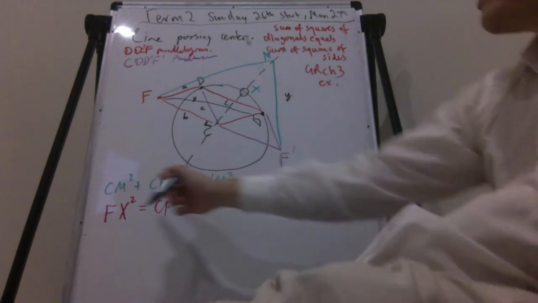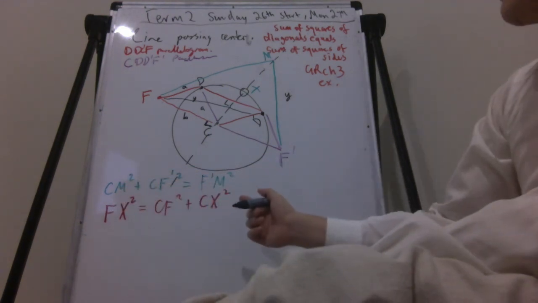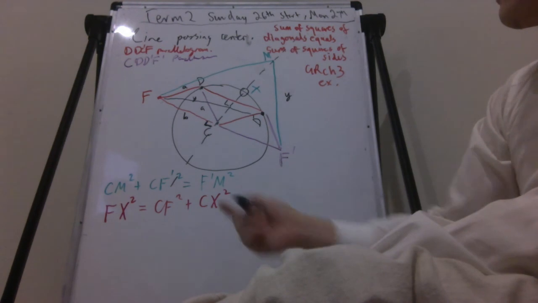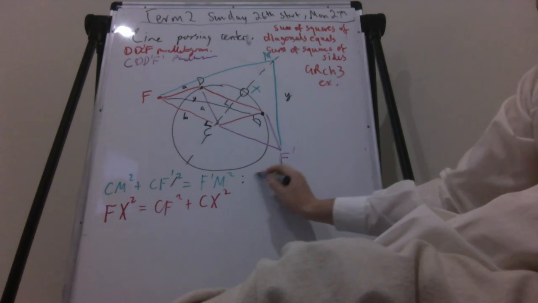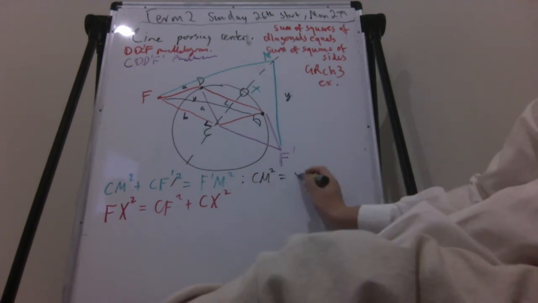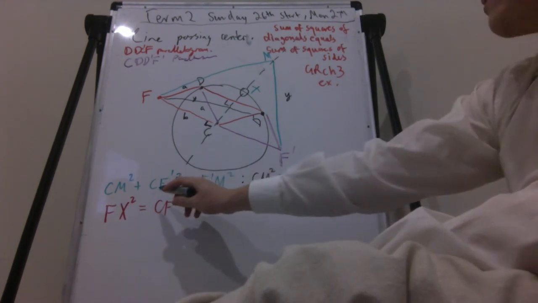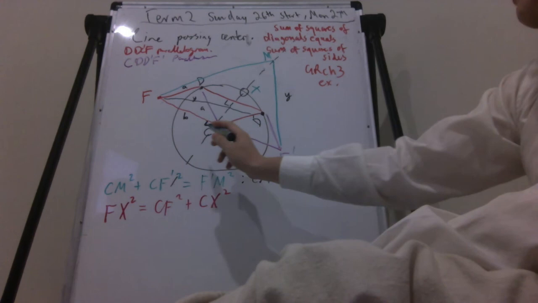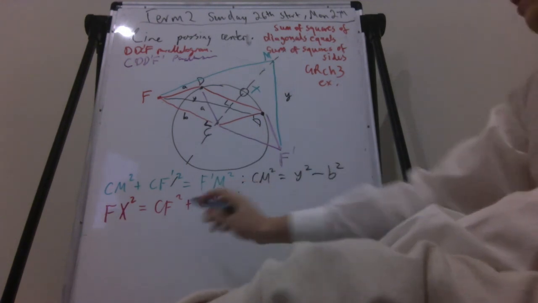Okay, so what does this equation become? Here we have just CM squared, right? Is equal to Y squared minus CF prime squared, which is B squared. So it's B squared, yeah? Okay, what's this one here?